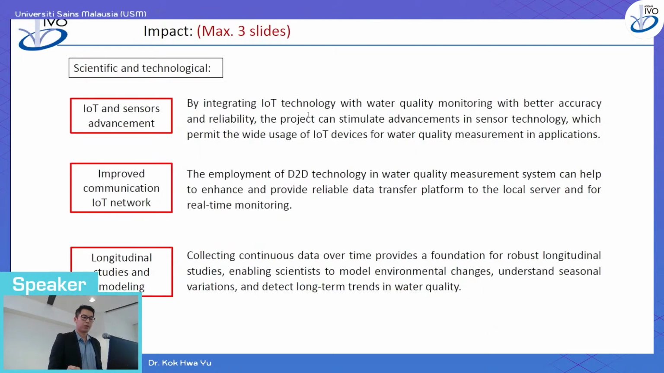So in terms of the scientific and technological outcome, the first thing is that we try to improve the IoT sensor, an improvement or advancement.